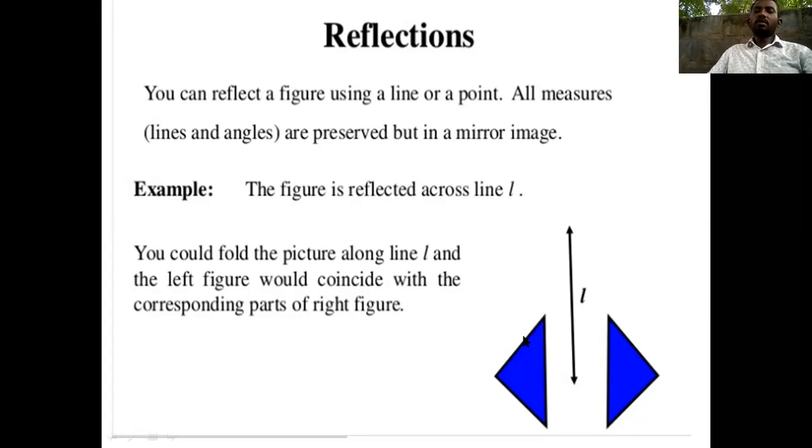When we reflect, the object automatically coincides with its image. There is no change to the object, we are just reflecting it. So the left image coincides with the right side image. That is the best example of reflection.